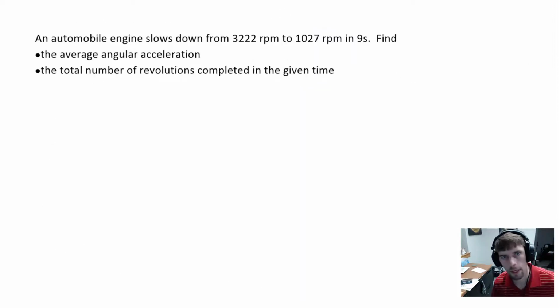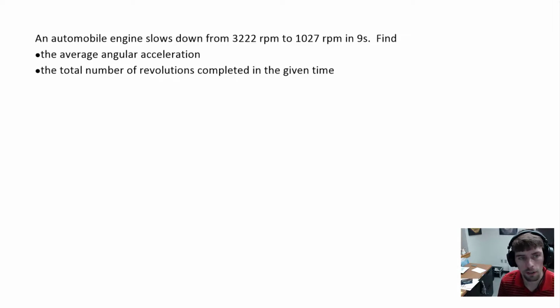And miracle of magic, here's the next problem. Well, bam! An automobile engine slows down from 3,222 RPM to 1,027 RPM in 9 seconds. Find the average angular acceleration and the total number of revolutions completed in the given time. Sweet. We're off and running like a bale of turtles.